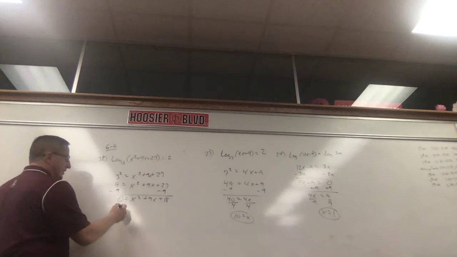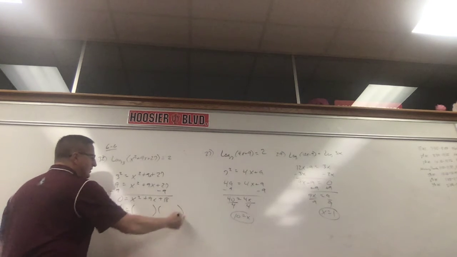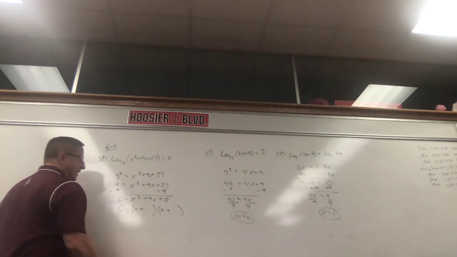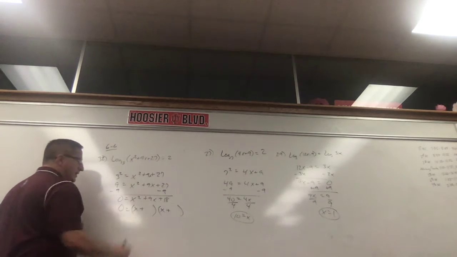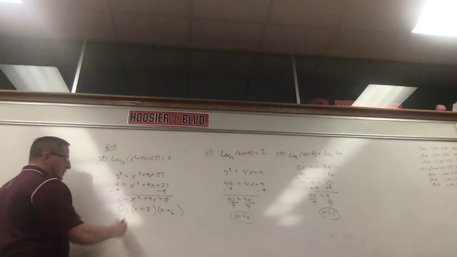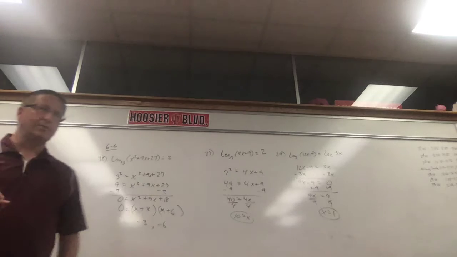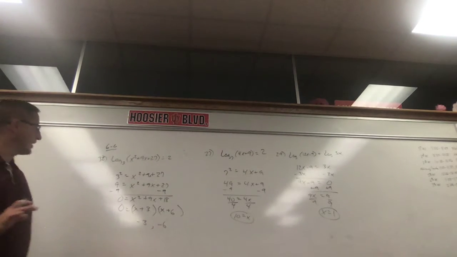Then we're going to factor this thing. So we draw our two sets of parentheses. X squared is x and x. There's no negative, so it's plus plus. What times to 18 but adds to 9? 3 and 6. So it looks like our answers are negative 3 and negative 6. Key word, it looks like our answers are those. Might be, might not be. We've got to check them.